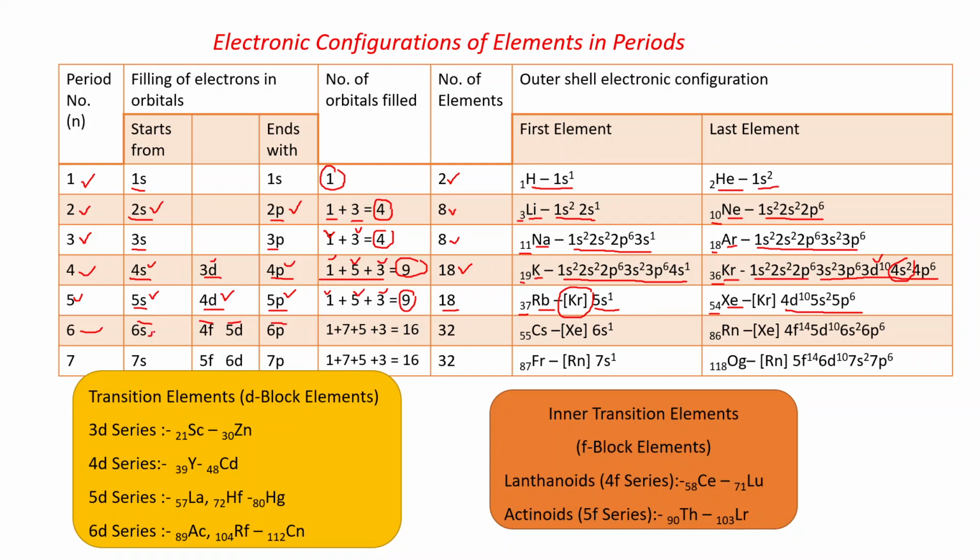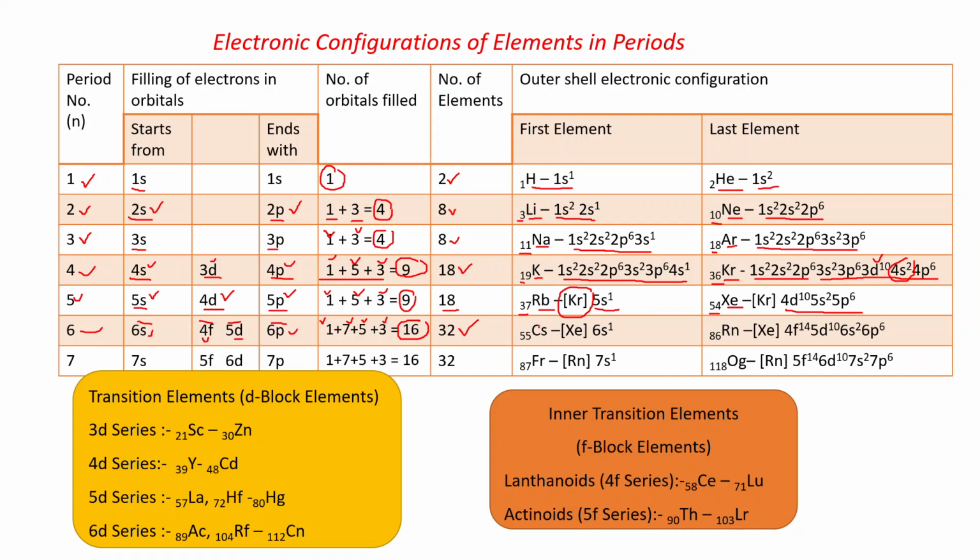In 6s, there is one orbital. In 4f, there are 7 orbitals. In 5d, 5 orbitals. 6p, 3 orbitals. Total number of orbitals which are filled in the sixth period: 16. Hence, the number of elements present in the sixth period is 32.